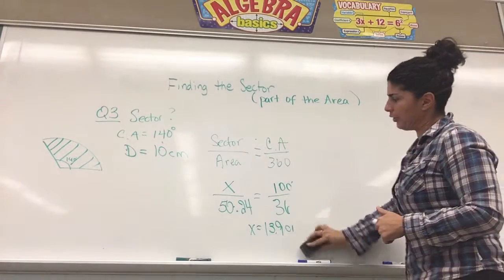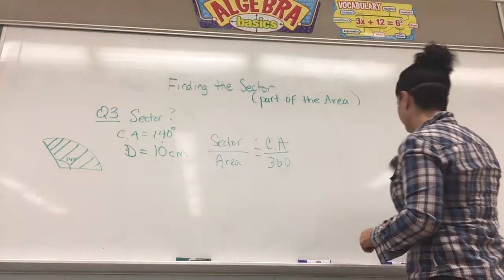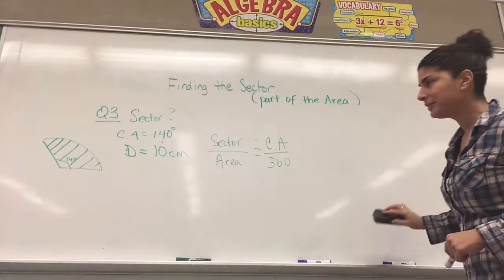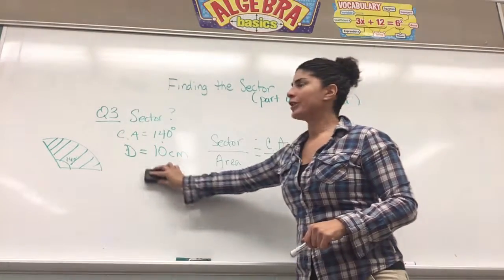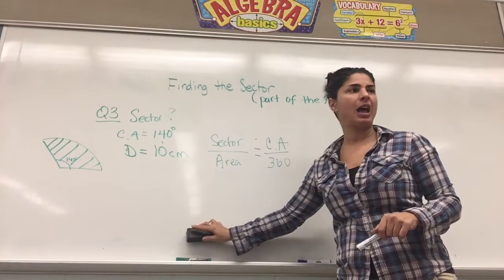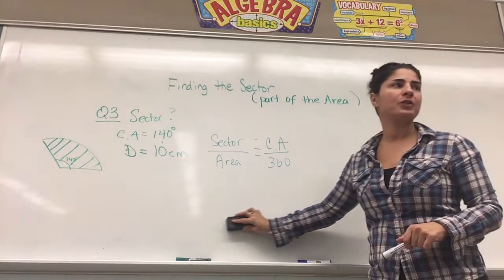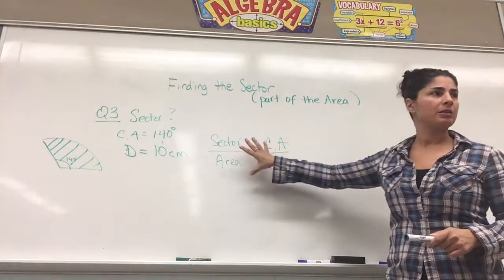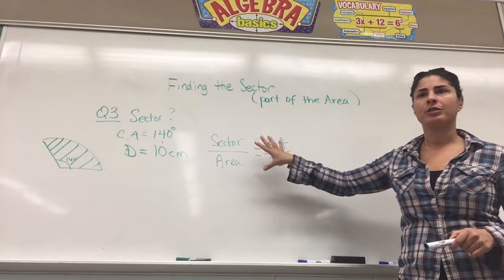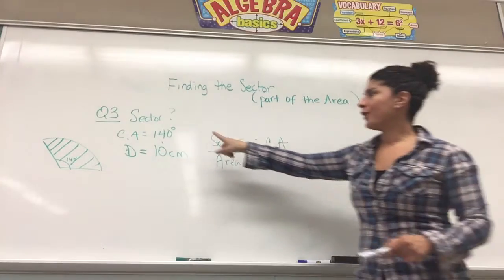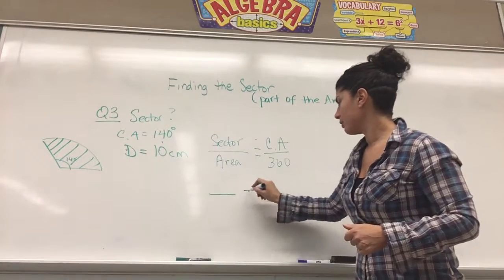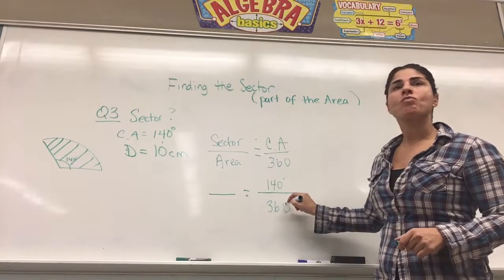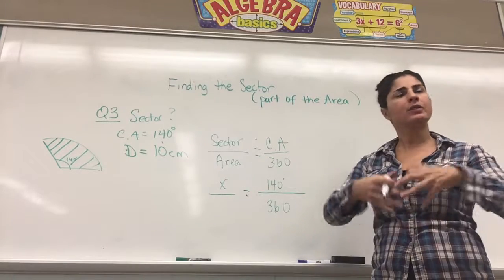So stop your video now and go do it. I'm back! So how do we do this? Question 3. I know you're watching me live, so you could just follow because it's notes. You would first write out the formula. I don't really need to do anything besides plug in. So 140 degrees, 360, and what's missing is the sector, the piece of this whole circle.